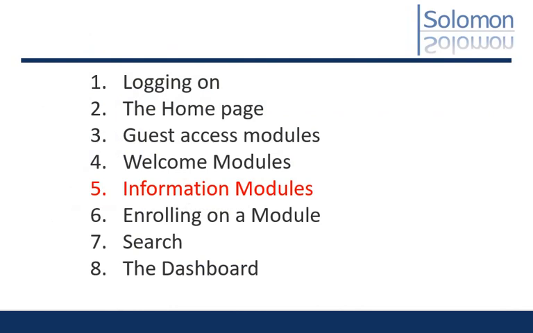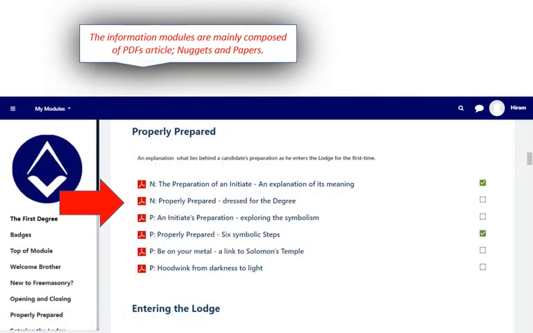We now move on to the information modules. As we have mentioned previously, there are two types of modules on Solomon: the Welcome modules, and the Information modules. The welcome modules tend to be more interactive than the information modules, but that does not make them any less important. The information modules tend to have PDF content, as will be shown in the next slide. The information modules also rely more on tags to navigate your way around the system, as will be explained in a later section.